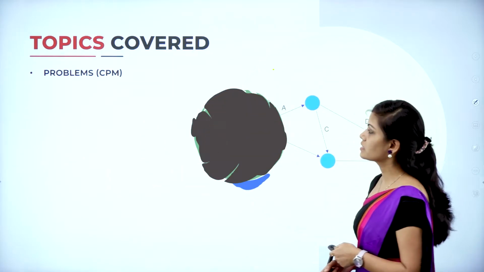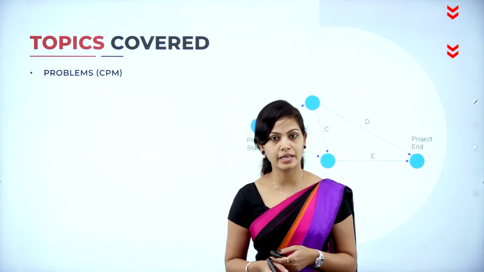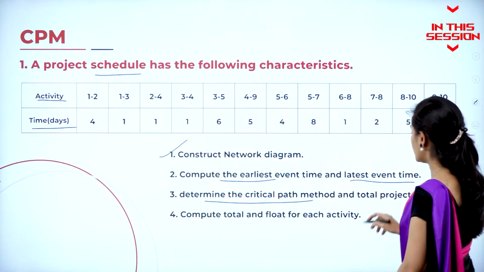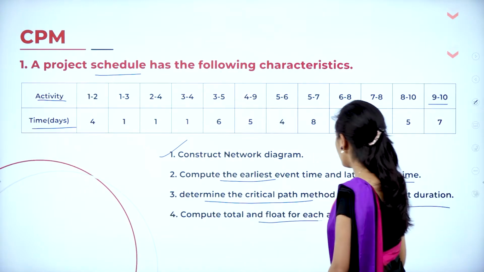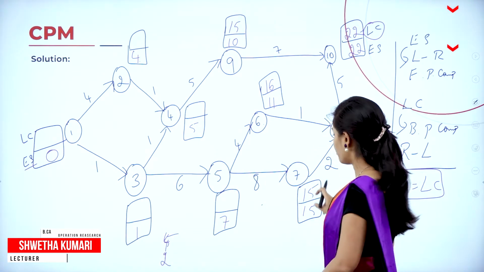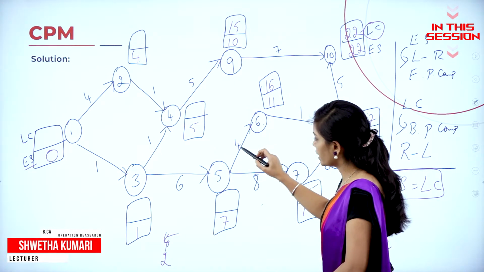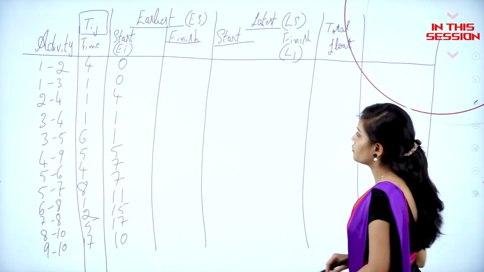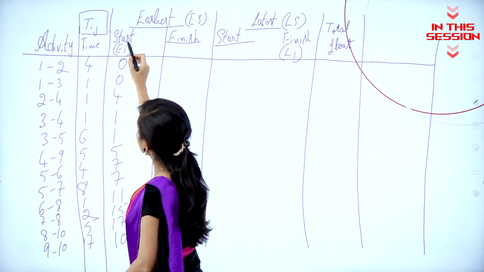So by applying the CPM and PERT technique, we have to find the critical path method, total project duration, and total float for each activity. Among these two alternatives, you have to find the minimum value. So first I'll take 16 minus 4 is 12. So this is the first step you have to find: the earliest starting time, that is ES.